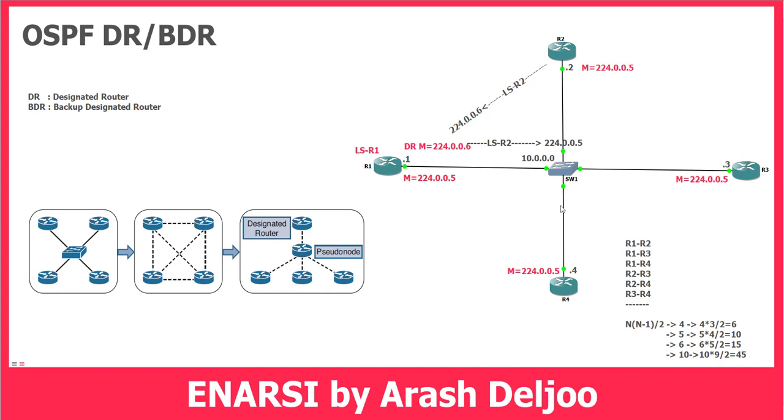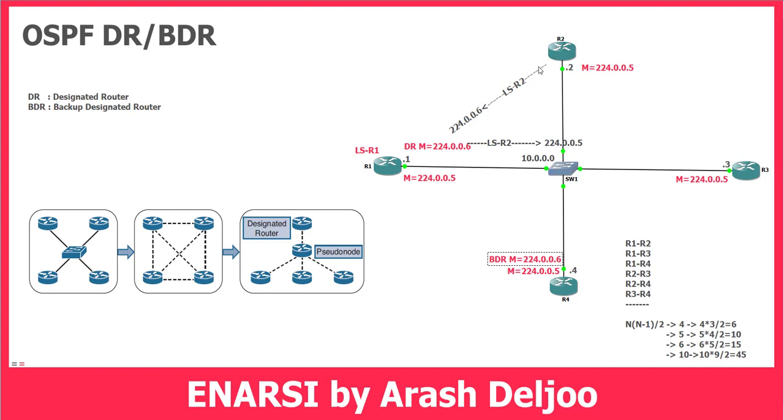With this behavior, we have one DR. Also, another router is available, for example router 4. This is the BDR, which means backup DR. On the BDR we also have the same multicast IPv4 address, 224.0.0.6, but the BDR is the backup of the DR, which means that when the DR is available, we don't use the BDR.